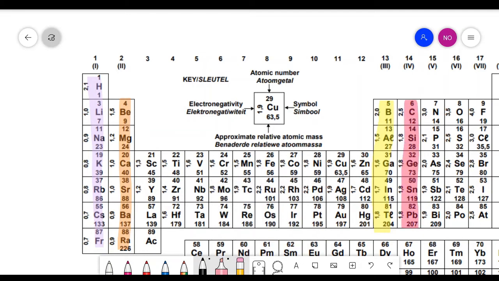Okay. But that is also a trend that you must know on the periodic table, that the position of an element also tells you something about the amount of valence electrons for that element.